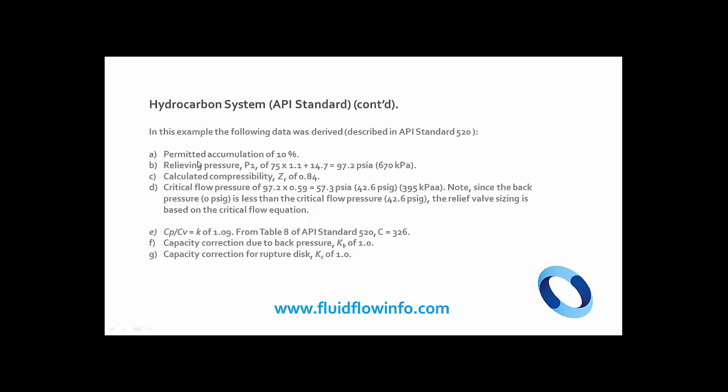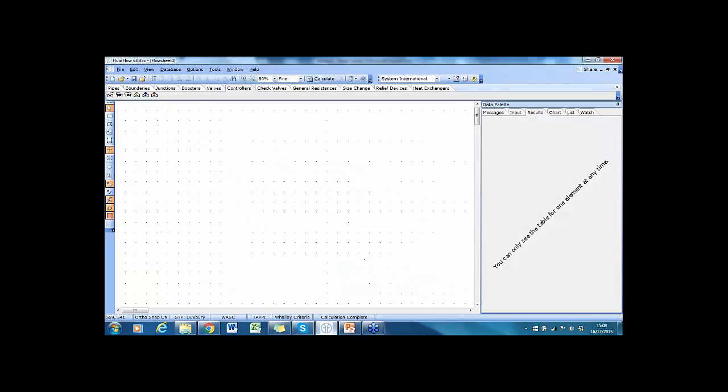And also we've got our permitted accumulation of 10%, our relieving pressure 670 kPa, the compressibility 0.84. This is automatically calculated by the software, so we don't really need to worry about that. We've got CP over CV, again calculated automatically by FluidFlow. Our KB value, or back pressure correction factor, of 1, and a capacity correction factor for the rupture disk, again 1. Okay, so let's build a base model of this system in FluidFlow.